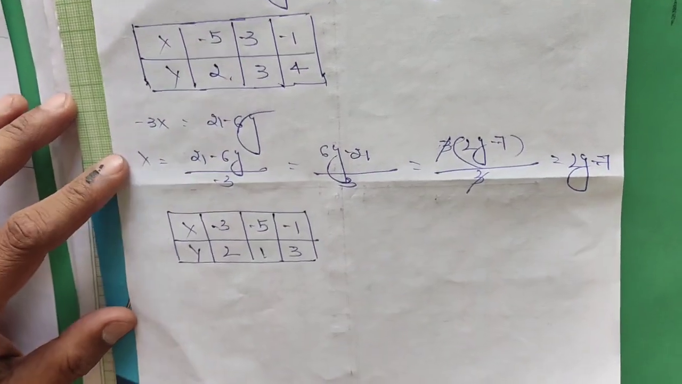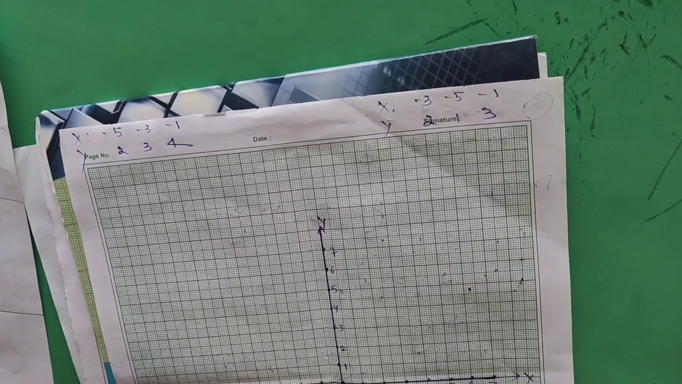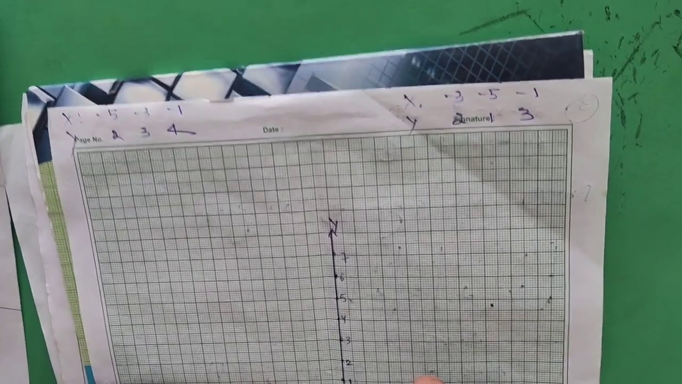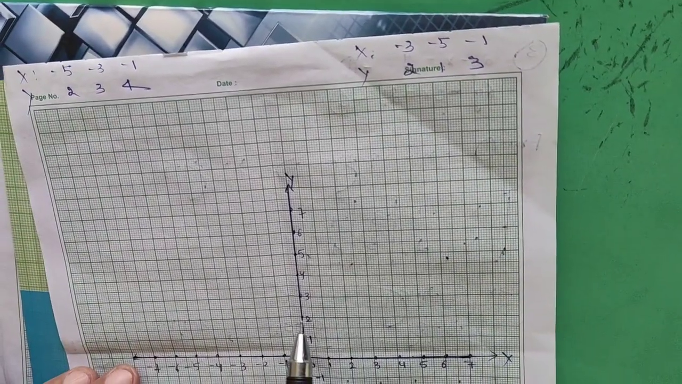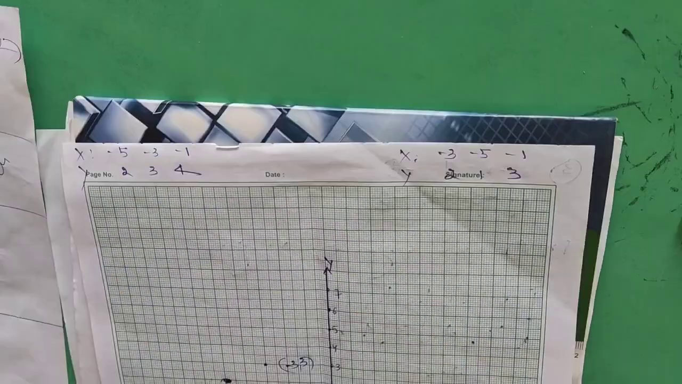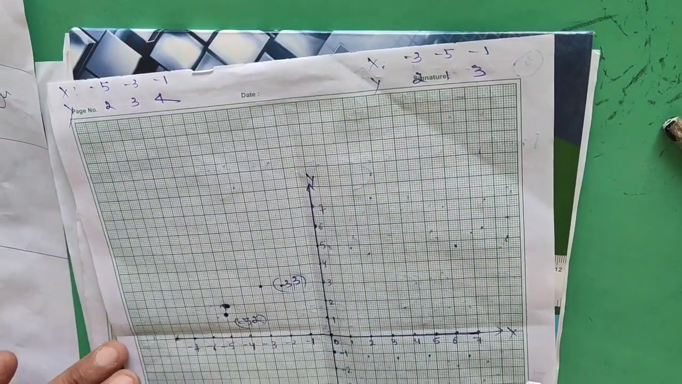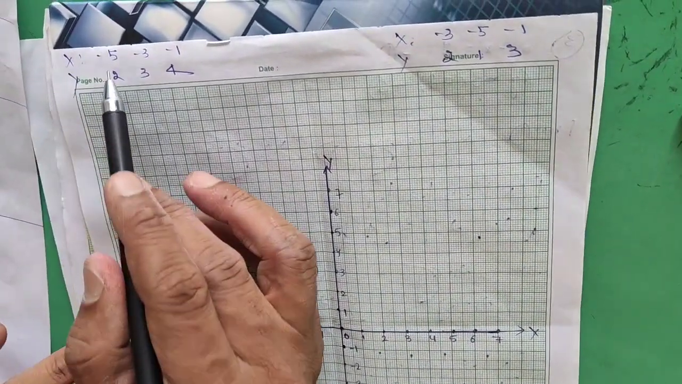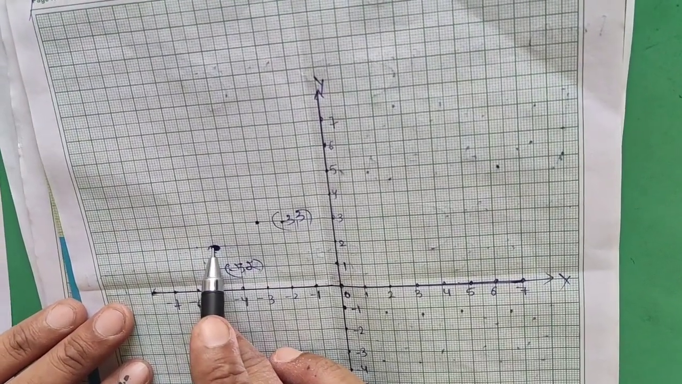Now we plot the graph of these two lines. We plot the equations of these two straight lines by plotting the points. We plot the points on the first line as well as the second line. So the first point of the first line is minus 5 and 2. So x is minus 5 and y is 2. So this point is here.